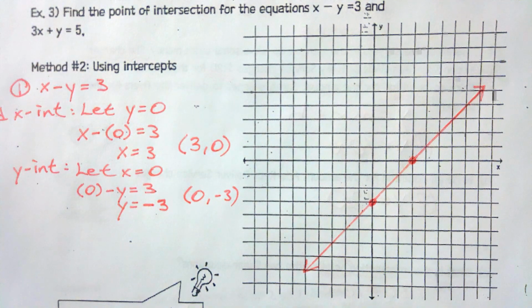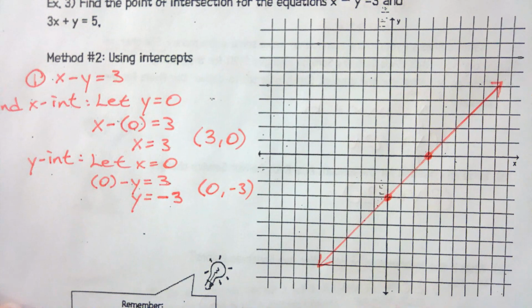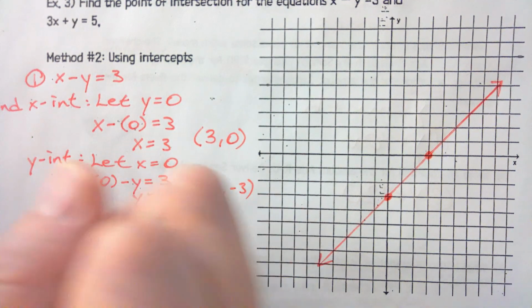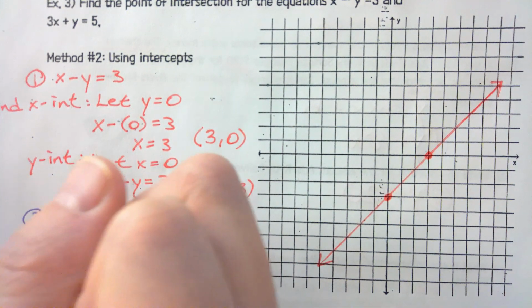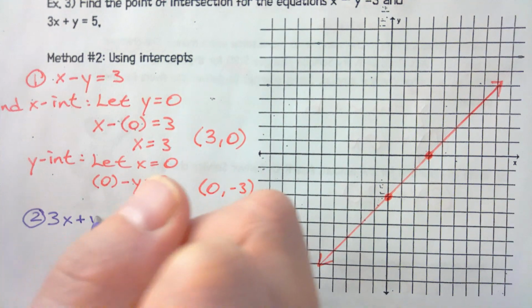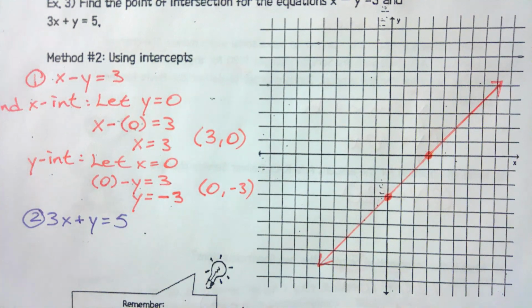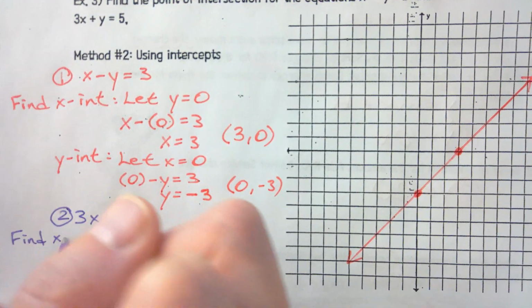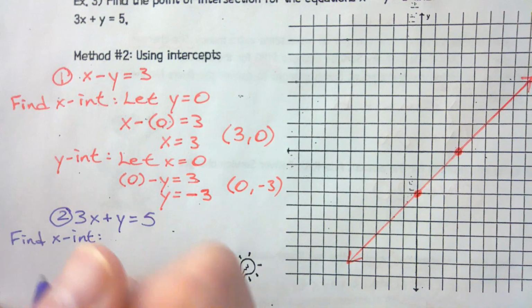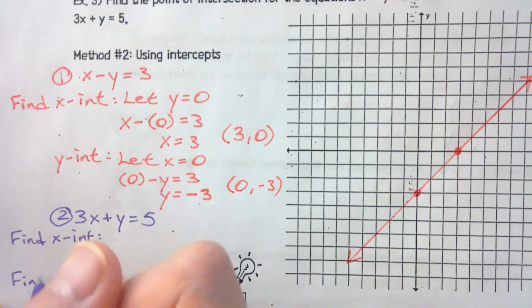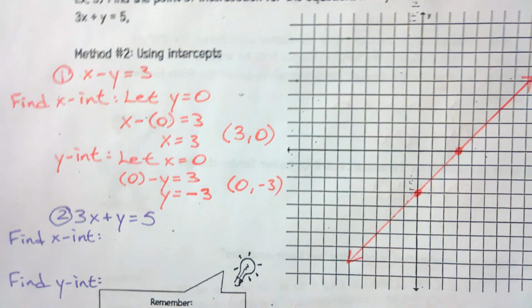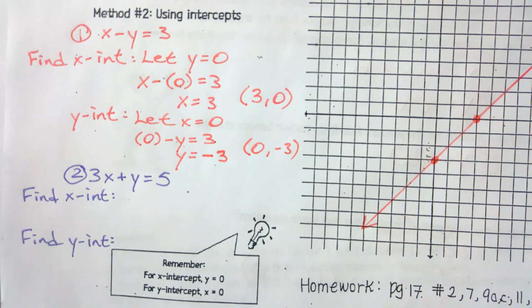Remember, you need 2 points to draw a line. Can you guys try this right now for the second equation? Do the same thing. 3x plus y equals 5. Find the x-intercept, find the y-intercept. Do the exact same thing. Try it.